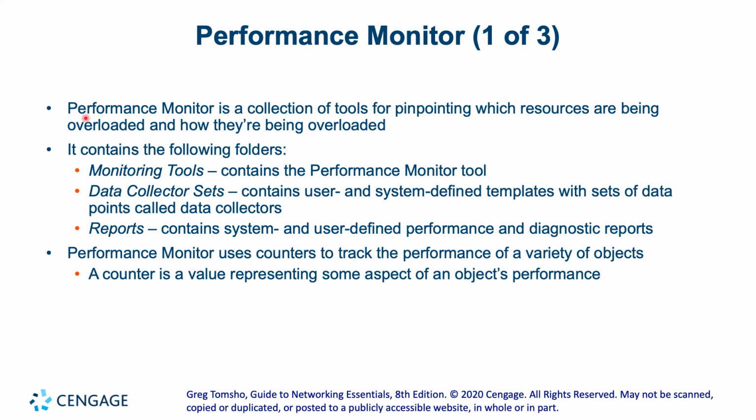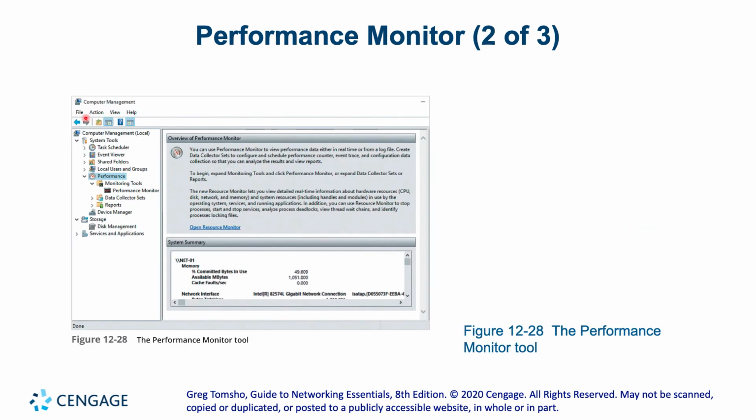When you get into the Performance Monitor, you'll see objects called counters. It's a value representing one aspect of the object's performance. So an example of a counter would be a processor. So I could see the memory that's being used.